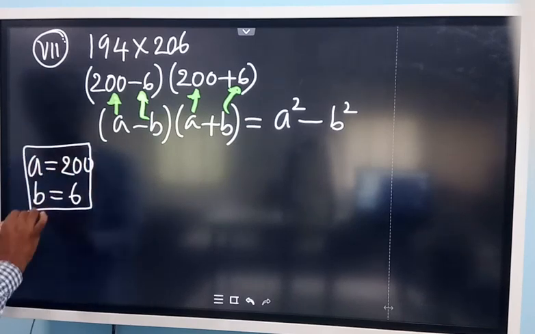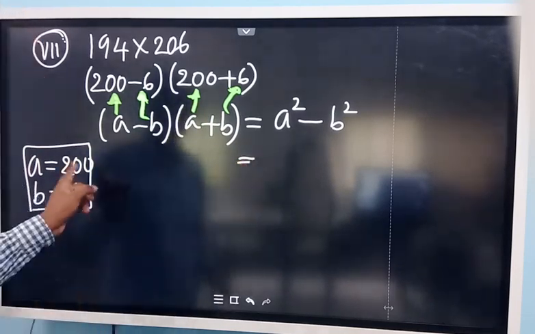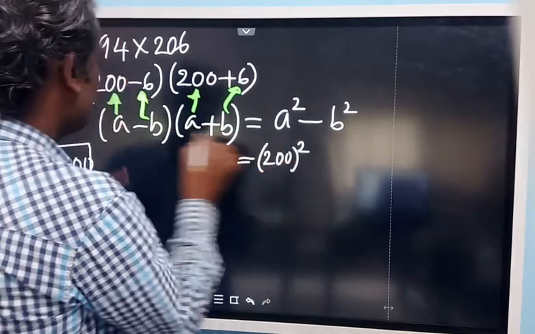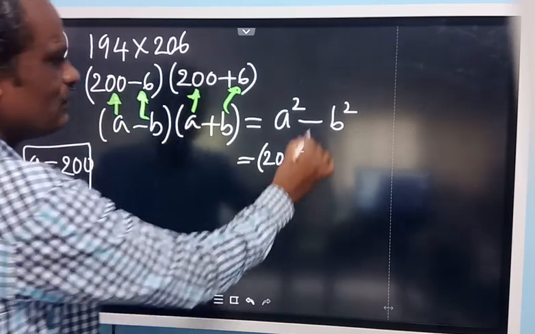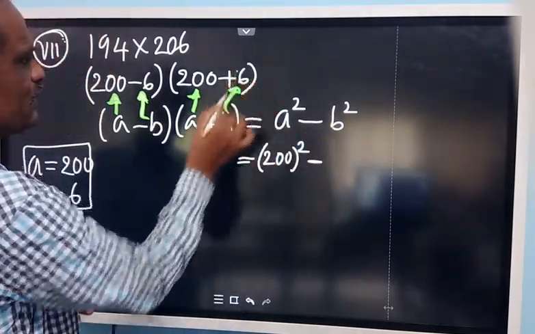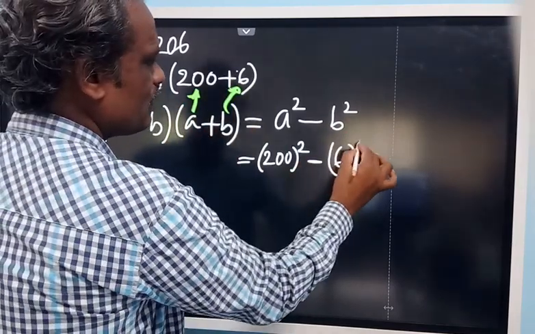So you substitute this in the formula. So what you will get? A square. It is 200 square because a can take only 200 here. Comparing this one, you write this minus as it is. B, what is the value of b? 6. You can write it is 6 square.